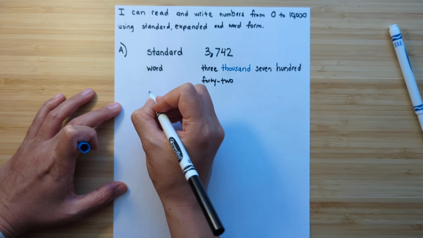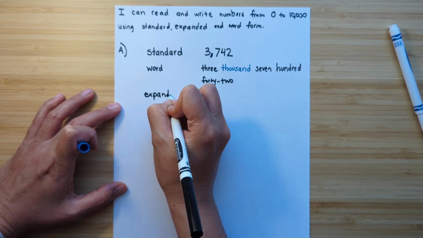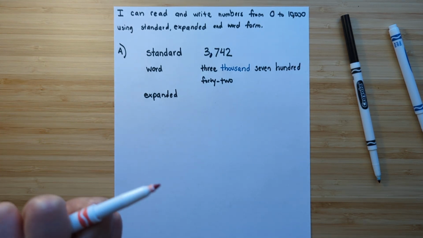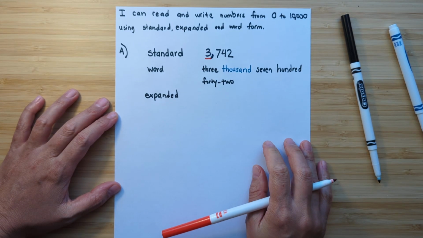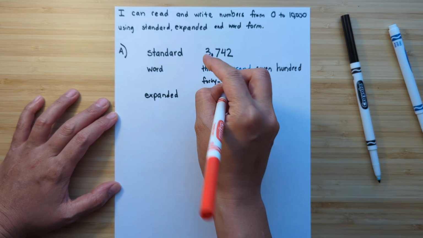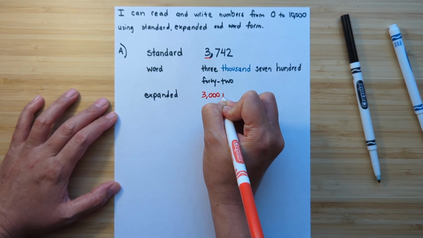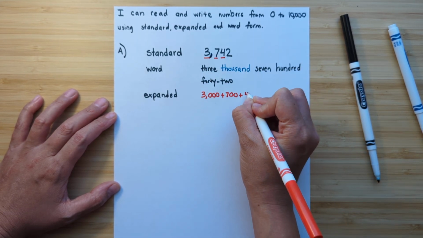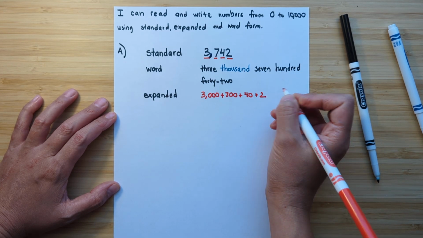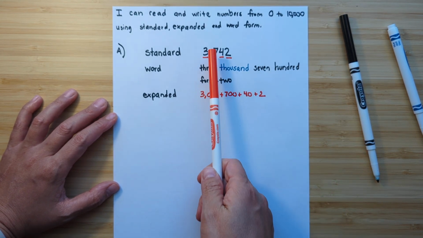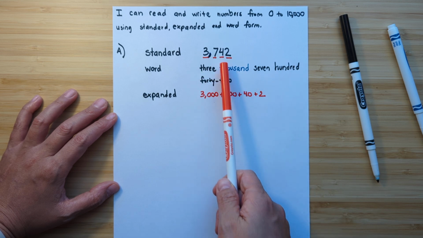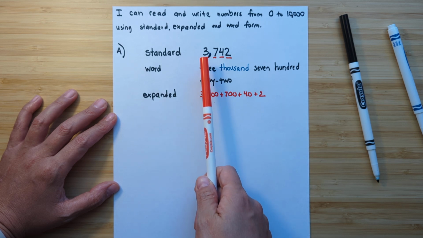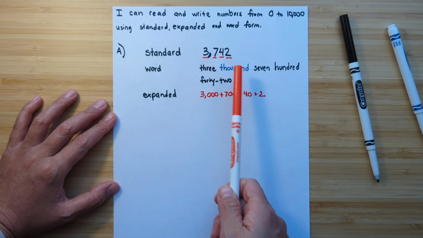3,742. And then expanded form, what I like to do to make it easier is I like to underline each digit and then write that out one at a time. So the 3 is in the thousands place, so that represents 3,000 plus 700 plus 40 plus 2. So standard form, you could read it 3,742 written out. That comma literally represents the word thousand. And then expanded form, I like to underline digit by digit and write it out.